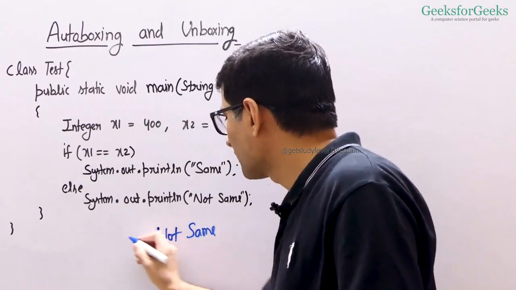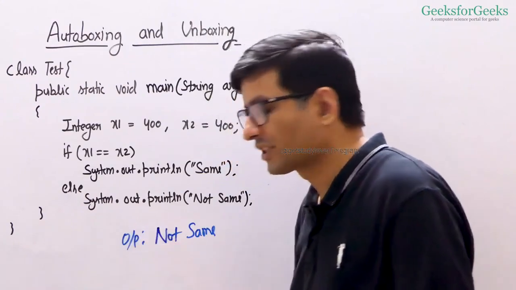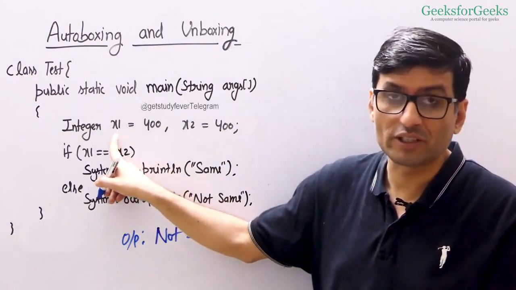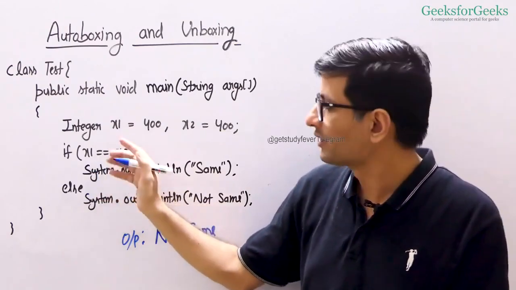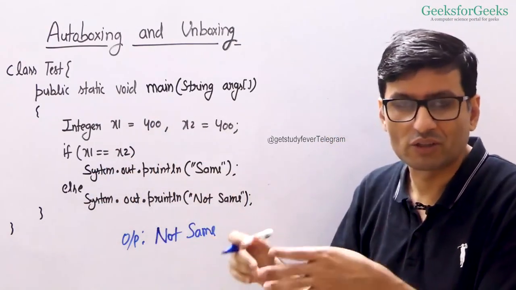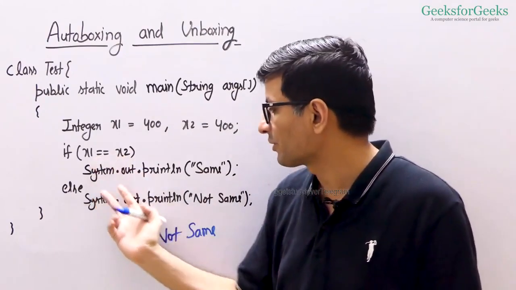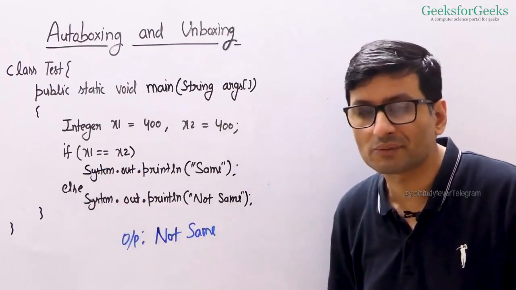Why not same? Because Integer x1 and x2 are actually objects, and they are references to the objects. So they're different objects, they're not the same objects, and they refer to different things. So that's why we get the output as not same. That's why we come into the else part.